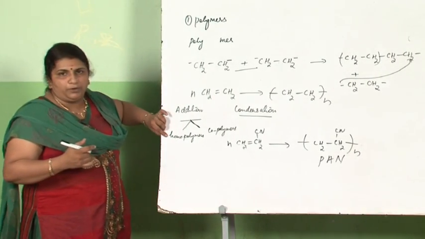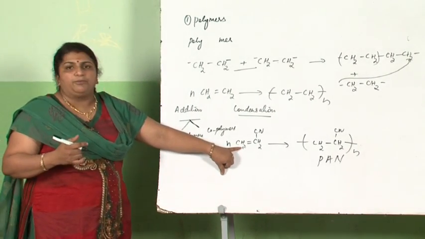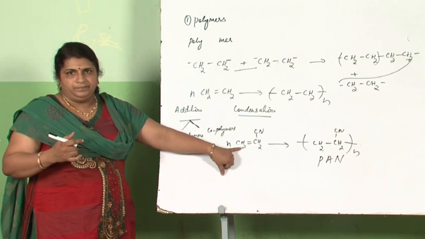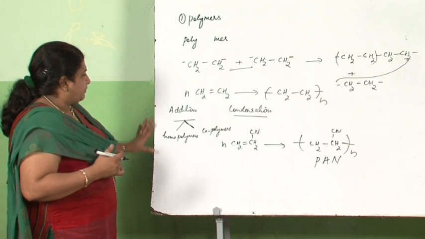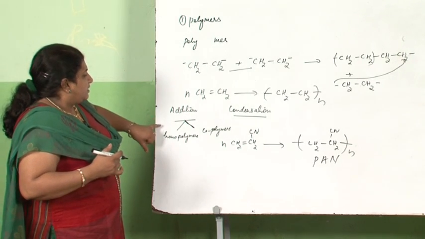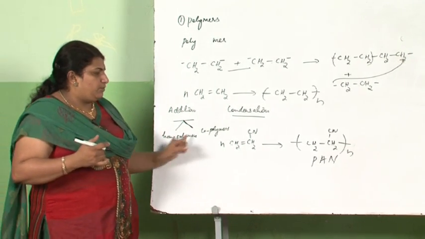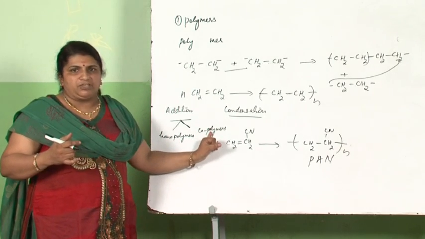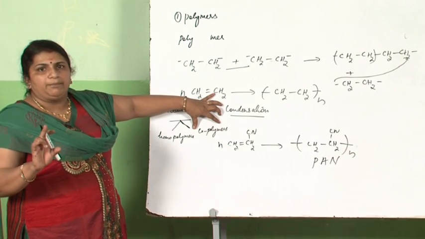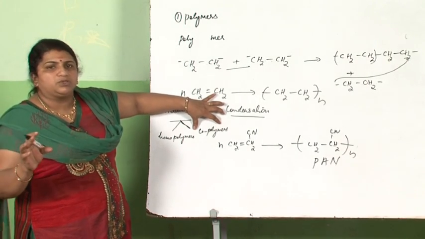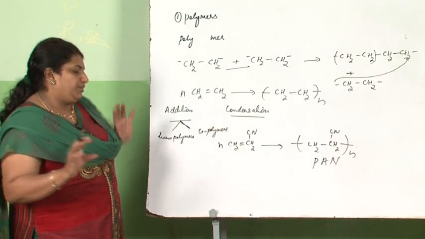Moreover, it is a homopolymer, only one type of monomer is involved. Now, step growth polymerization. Is it clear to you what are homopolymers and what are copolymers? I have to come to copolymers. In copolymers, two or more than two types of monomers are involved.